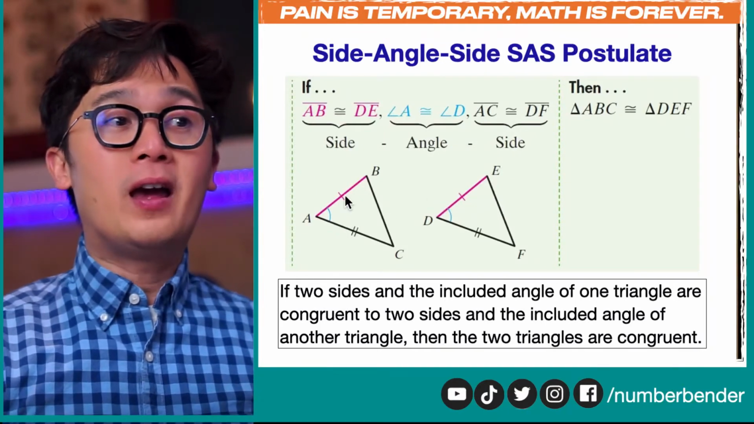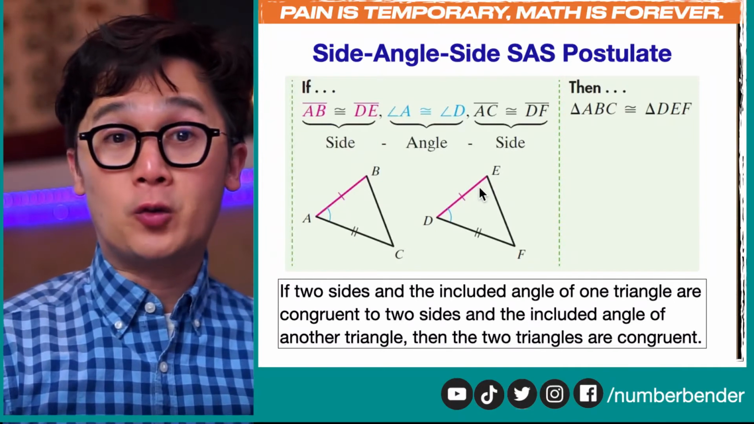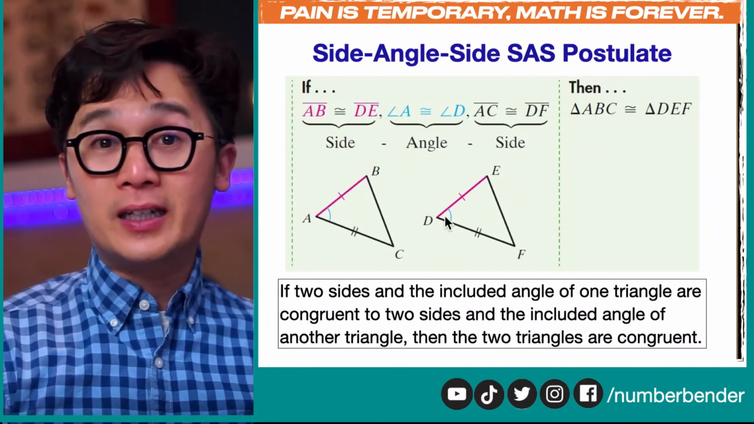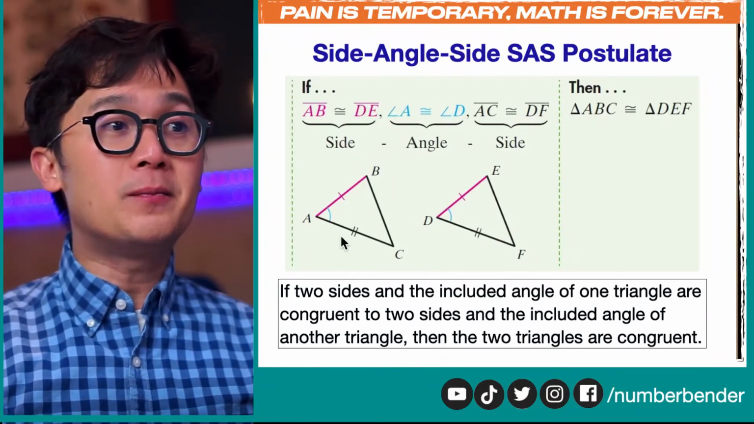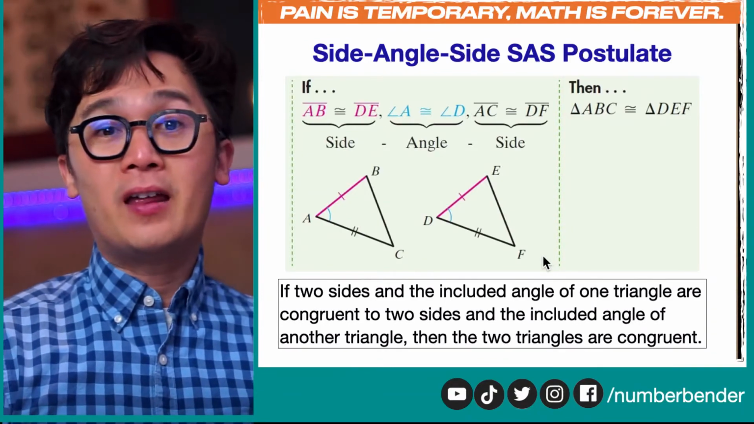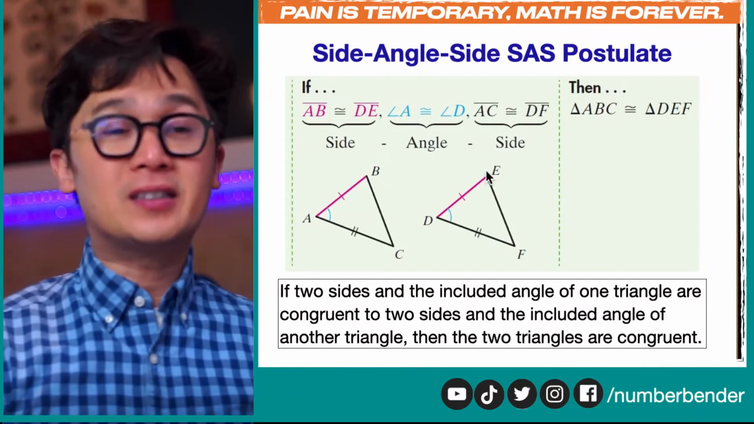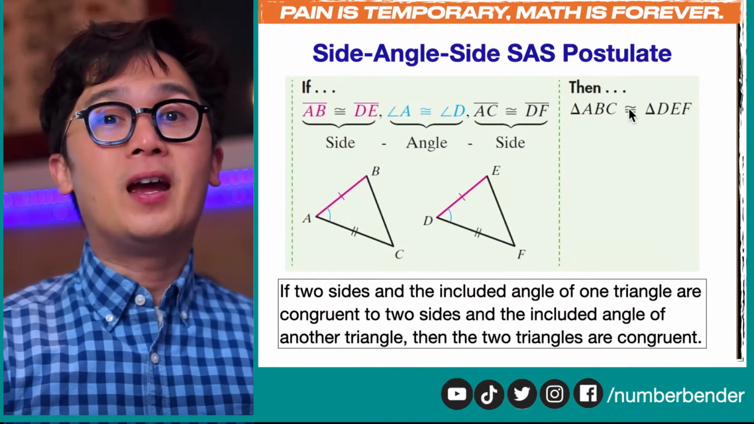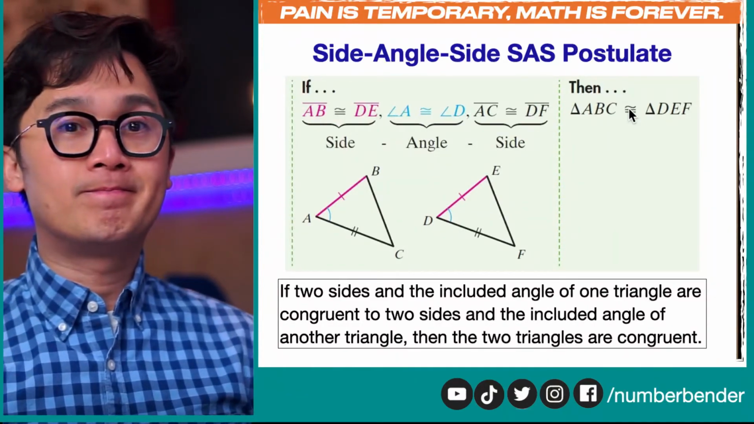So we know that if we have AB and ED, which happen to be congruent and also corresponding, and we have angle A and angle D that are also congruent and corresponding, and line segments AC and DF that are also congruent and corresponding, using the side-angle-side postulate, the two triangles are now proven to be congruent.